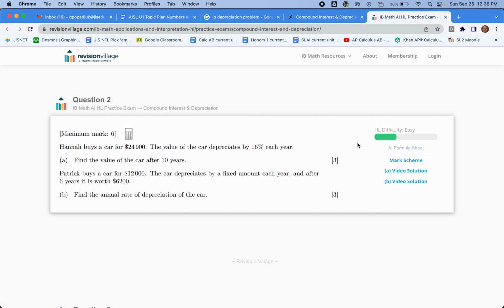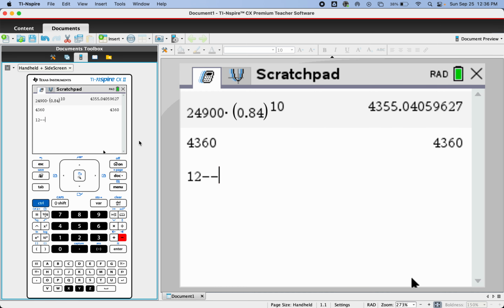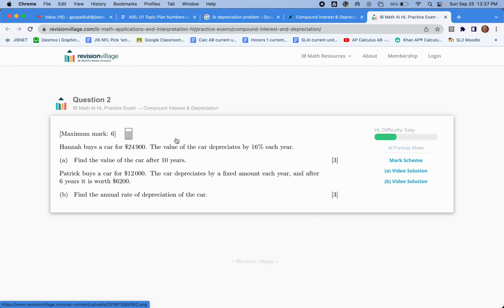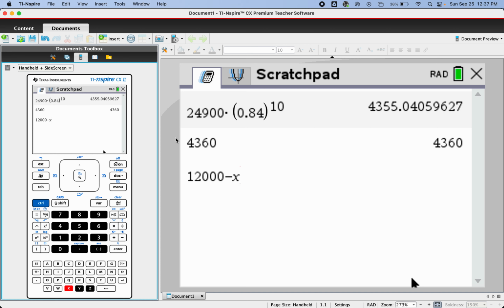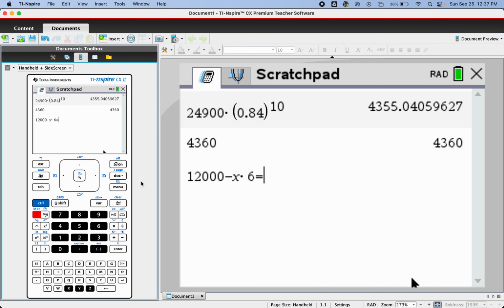This is a little bit trickier because we know that it's a fixed amount every year. So if we go from $12,000 down to $6,200, this is an arithmetic sequence, because we have 12,000 and we're subtracting some amount, we don't know what, so x times 6, and at the end, that's worth 6,200.